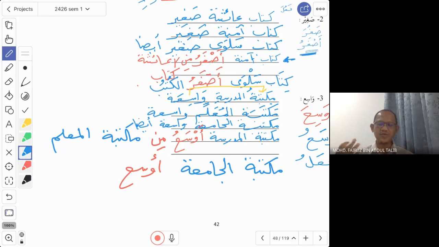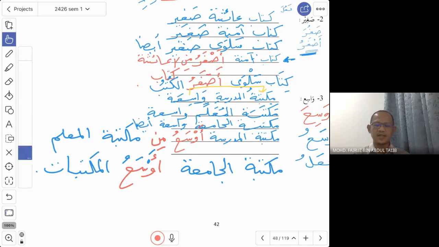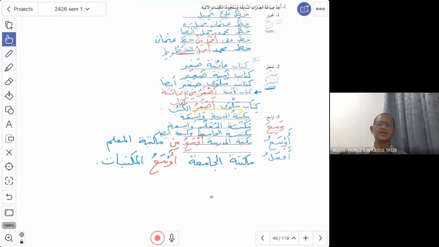Now we need to change the word maktaba to plural, to jama'. Maktaba, maktabatani, and jama'. The jama' is in the form of jama' mu'annas salim, the one that ends with alif ta. So what is the word? Maktabat. Yes, sahih. Awsa'ul maktabat. So these are the examples of how to use isim tafdil in both superlative and comparative forms.